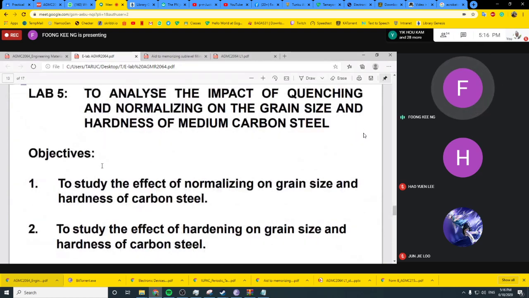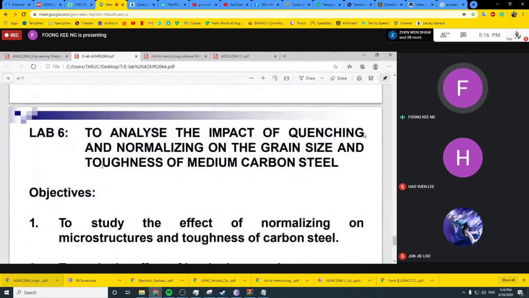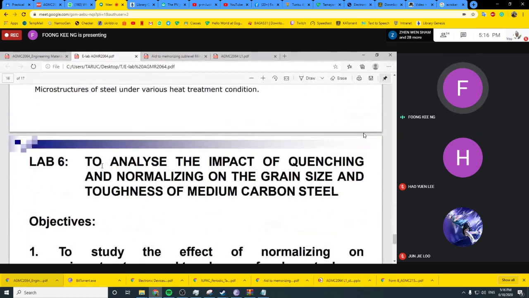The fifth experiment and the sixth experiment, as I said to you earlier on, I will have these two reports merged together because the basis of these two experiments is on heat treatment.